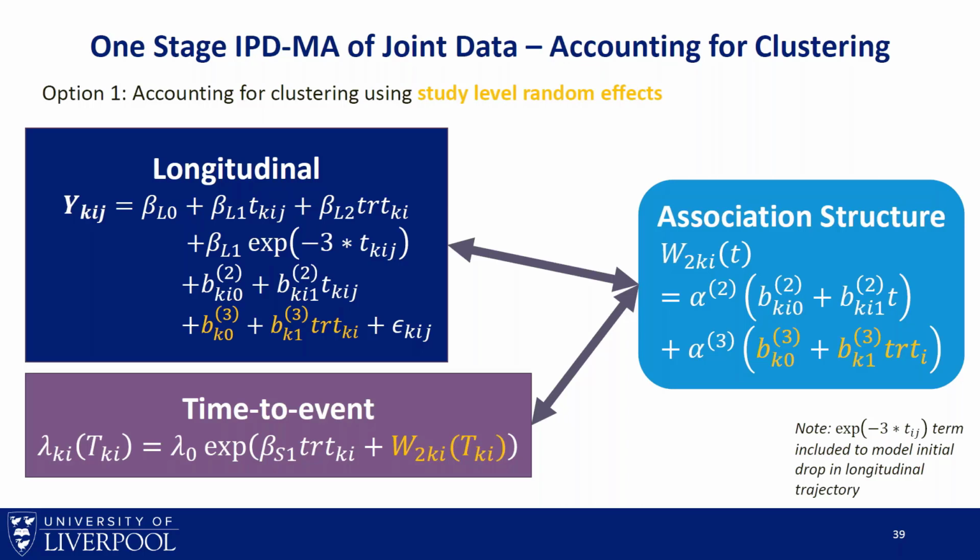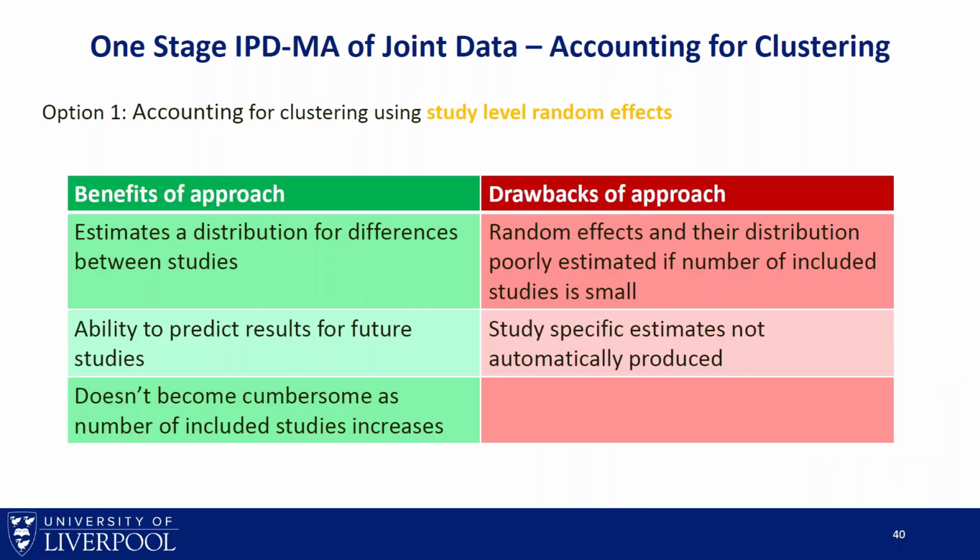In the time to event submodel, we just have an unspecified baseline hazard lambda 0, a fixed or population level treatment effect, and then our association structure. So we're managing to account for clustering in our data in each submodel and also the association structure through the shared random effects. However, there are a range of benefits and drawbacks of accounting for clustering of data within studies using study level random effects in a joint model.